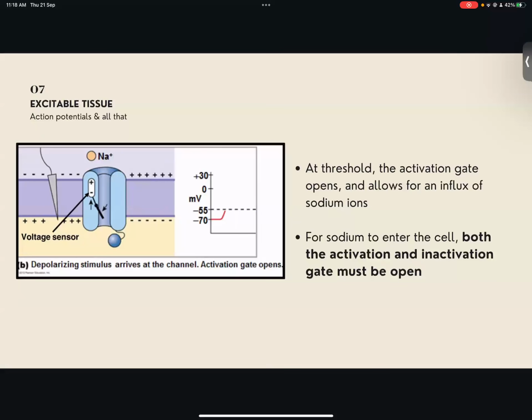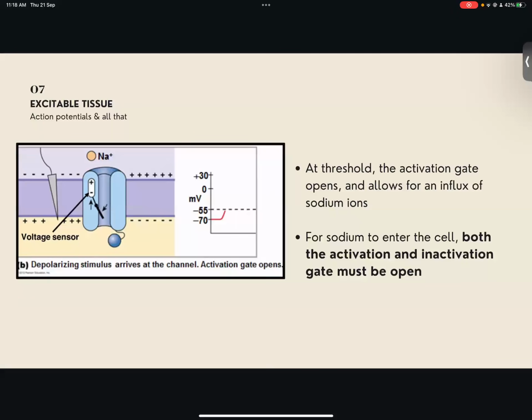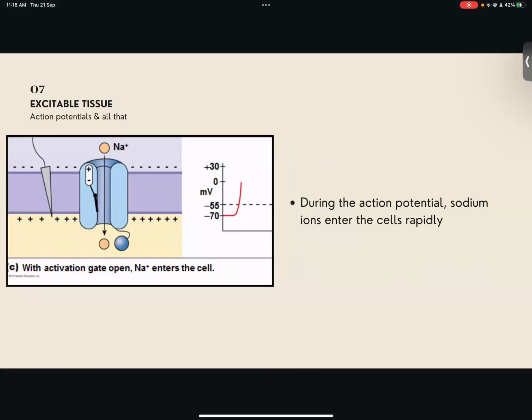Now, for sodium to enter the cell, both the activation and inactivation gates must be open. I mentioned that the activation gate here is open, and it will stay open once you reach the threshold. At this point, both your activation gate and your inactivation gate are open, and there's an influx of sodium ions. So this is what your action potential is.